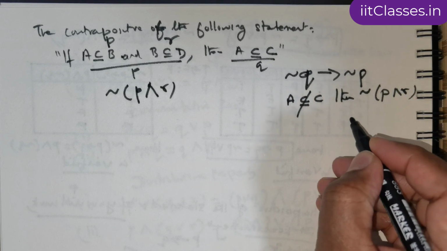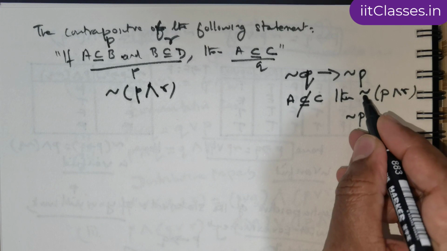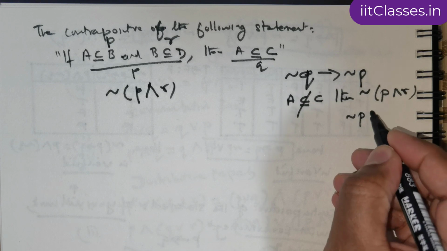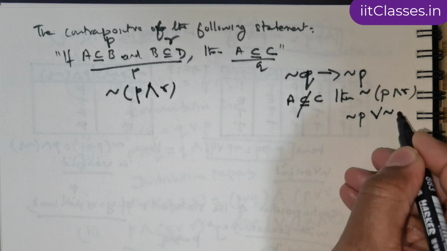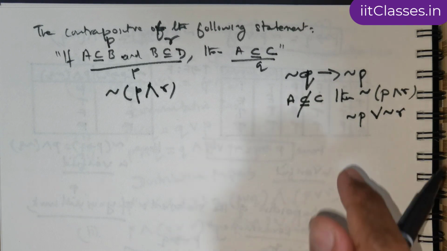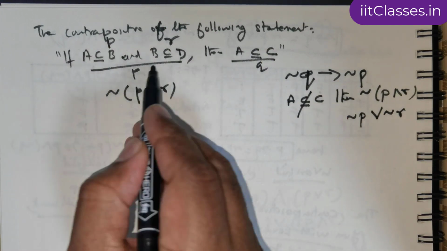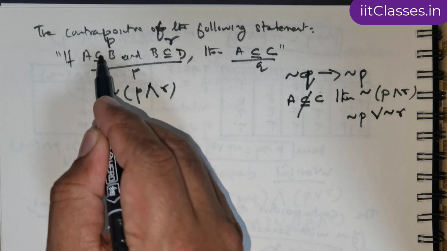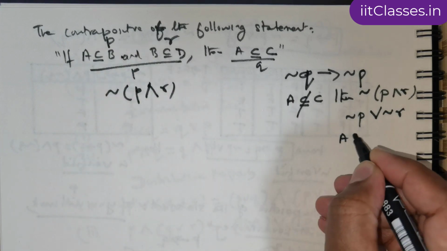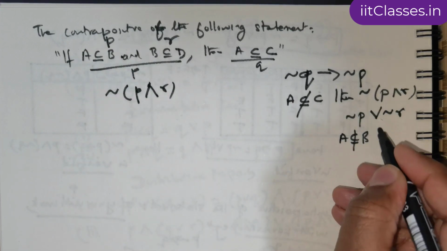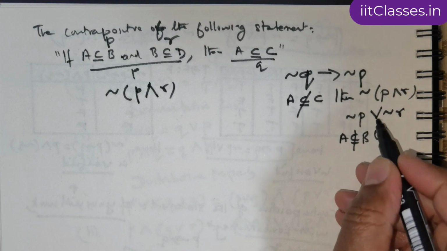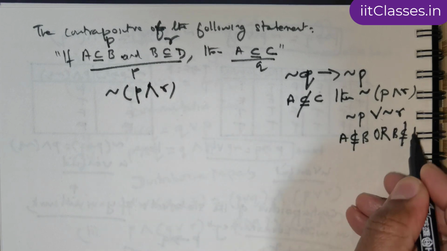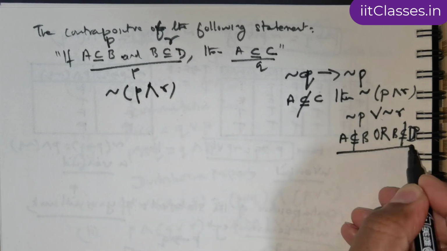So what is this exactly? This is going to be the negation of P conjunction R. When I apply the negation to the connective conjunction, it will become disjunction, followed by the negation of R. So this is what we've got. I have split the entire statement as A subset of B. This part is going to be my P, and the negation of P means what? A is not a subset of B. This is disjunction, so it's going to be followed by R, and the negation of R, B is not a subset of D. Right? So this is going to be the output.